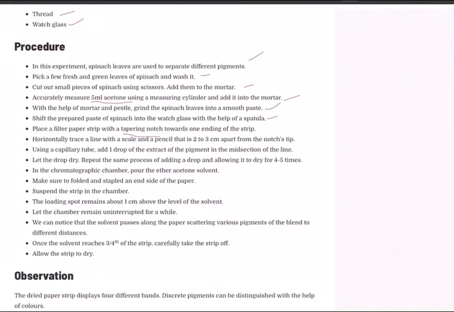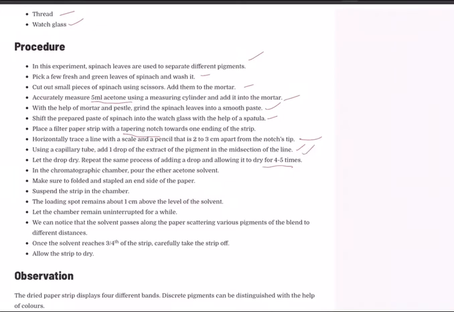Place a filter paper strip with a tapering notch. Horizontally, trace a line with a scale and a pencil that is 2 to 3 centimeters apart from the notch tip. Using a capillary tube, add 1 drop of extract of pigment in the midsection of the line.